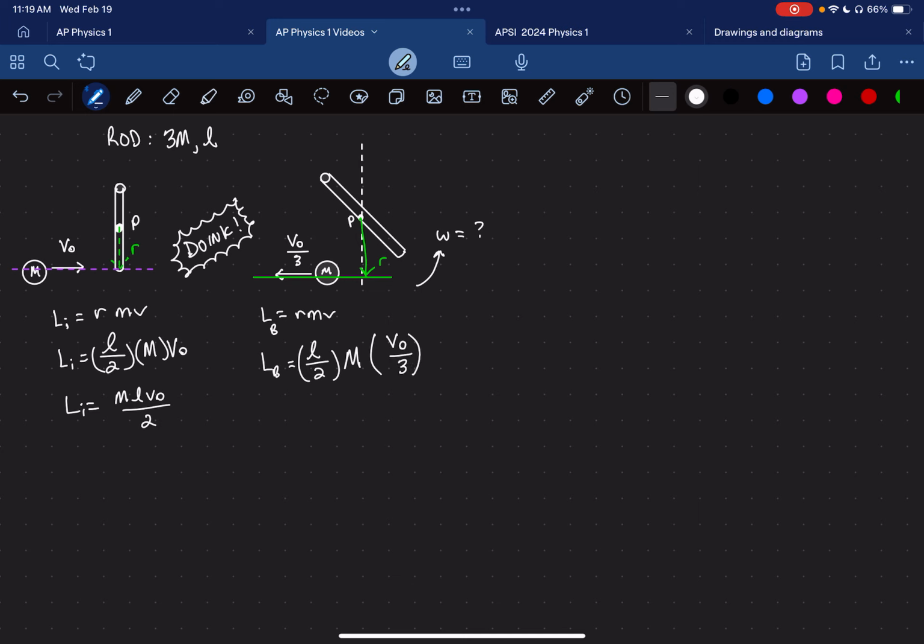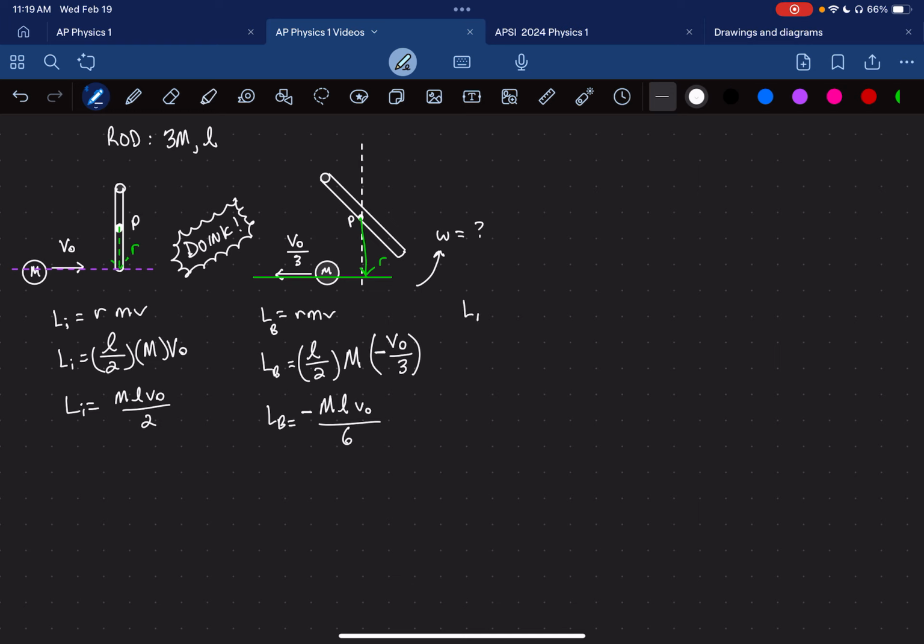But not only that, this is momentum. And so the question is, does direction matter here? Because this one is moving to the right, this one's moving to the left over here. If you recall linear momentum, momentum is a vector. And same thing with angular momentum, direction matters. So there actually needs to be a negative in this. Now, if I clean this up, this is m L v naught over 6. And again, I forgot the negative.